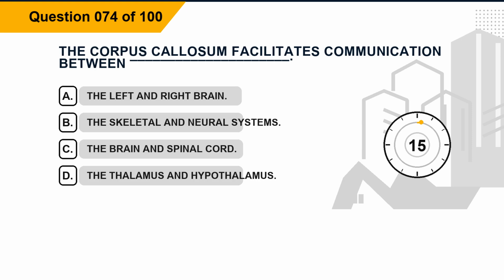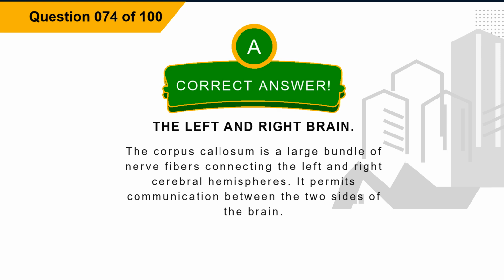Question 74. The corpus callosum facilitates communication between blank. Option A, the left and right brain. Option B, the skeletal and neural systems. Option C, the brain and spinal cord. Option D, the thalamus and hypothalamus. The correct answer is option A, the left and right brain. Explanation. The corpus callosum is a large bundle of nerve fibers connecting the left and right cerebral hemispheres. It permits communication between the two sides of the brain.